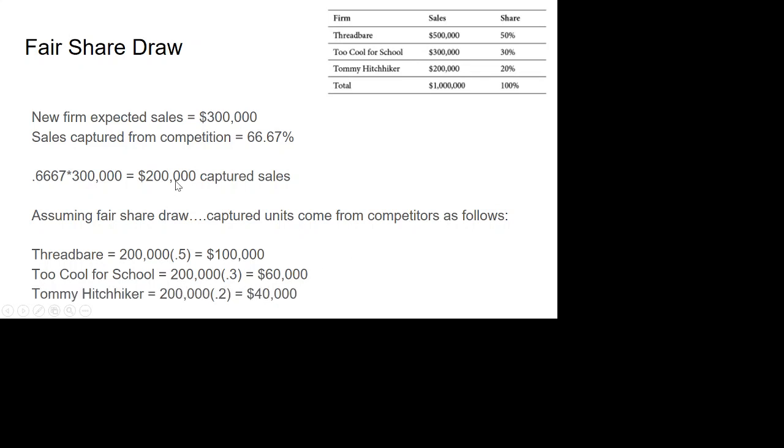And at Tommy Hitchhiker, you're going to take that same number, multiply it by their market share, and that gives you basically where your captured sales are coming from. And again, captured sales is just sales taken away from the competitor. Instead of organic new sales, totally new customers, they're customers already there that you just kind of taken away, you've captured them. Okay, so again, the theory of fair share draw is you're going to take market share away from your competitors in proportion to their relative market shares already. So that's fair share draw.